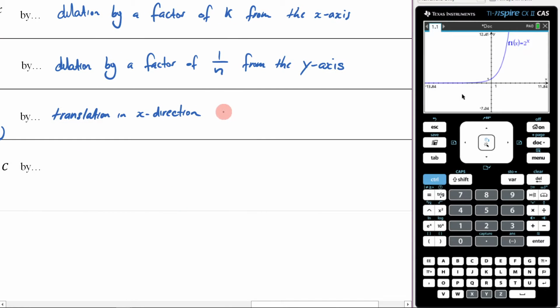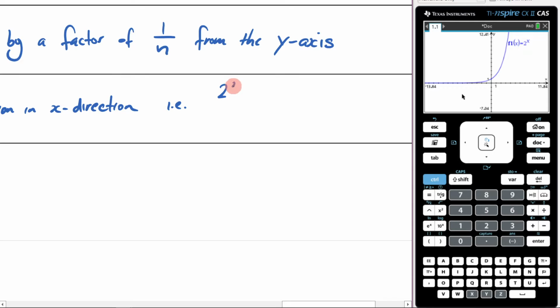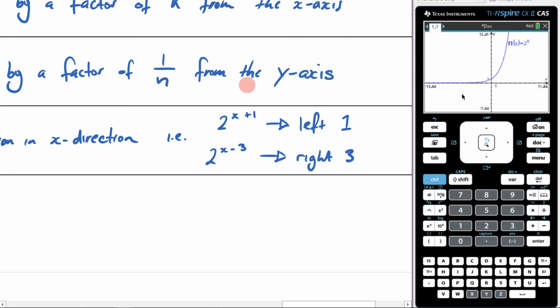Now, let's just think about this, because this is normally where some people get a little confused. So let's put, for example, if I had 2 to the x plus 1, what that means is left 1. Because remember, plussing 1 here means you're moving it in the negative direction. When if I had 2 to the x minus 3, what does that mean? That means to the right 3. So just don't get confused with the pluses or minuses there.